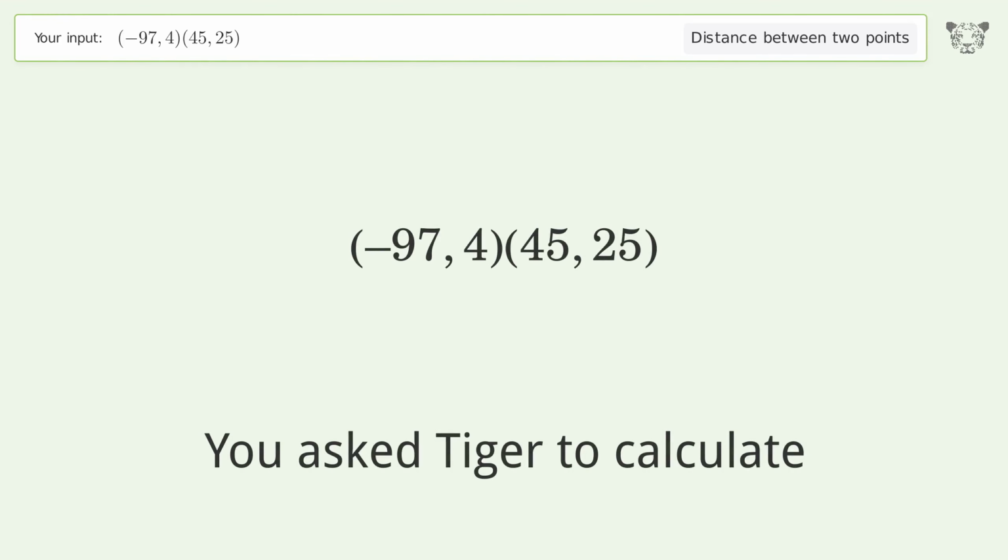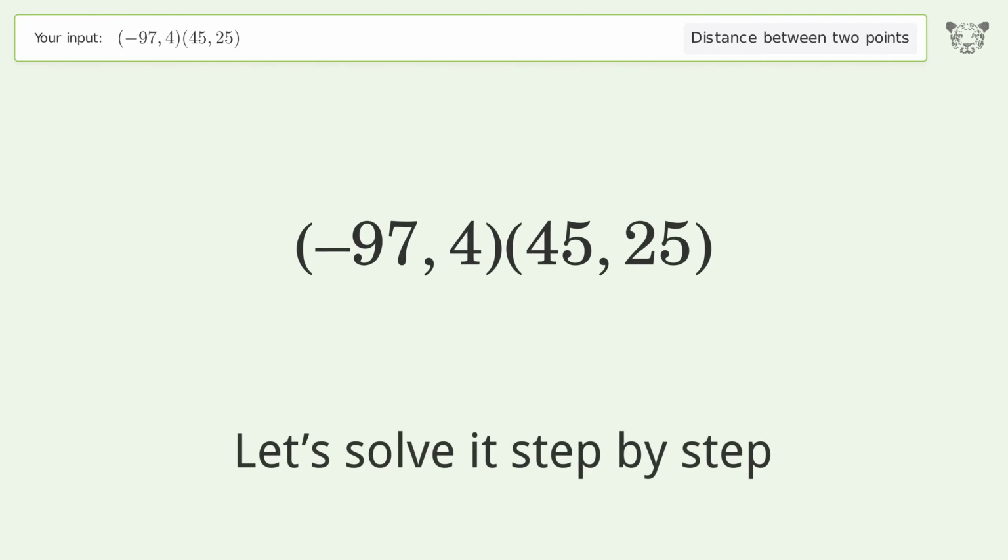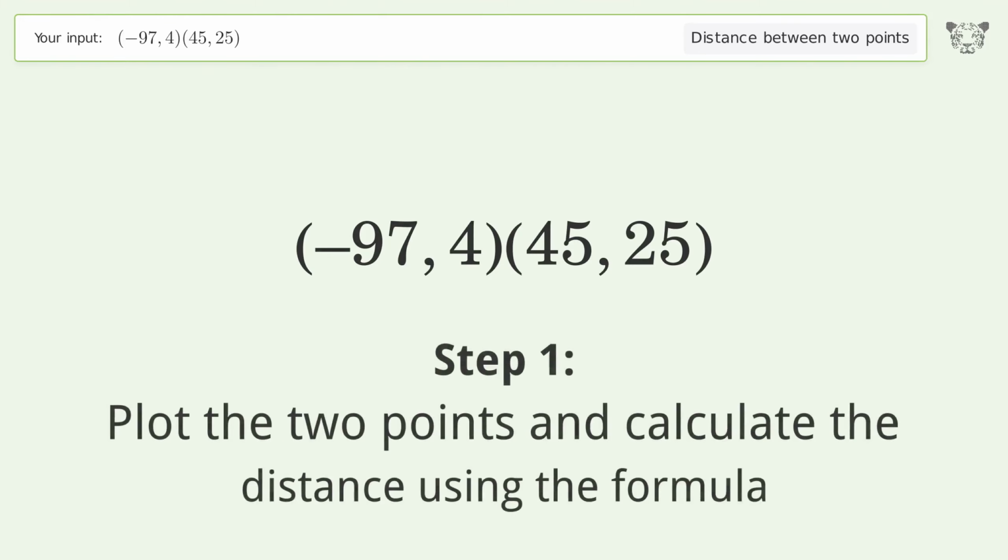You ask Tiger to calculate. This deals with the distance between 2 points. The distance between the 2 points is the square root of 20,605, or 143.544. Let's solve it step by step. Plot the 2 points and calculate the distance using the formula.